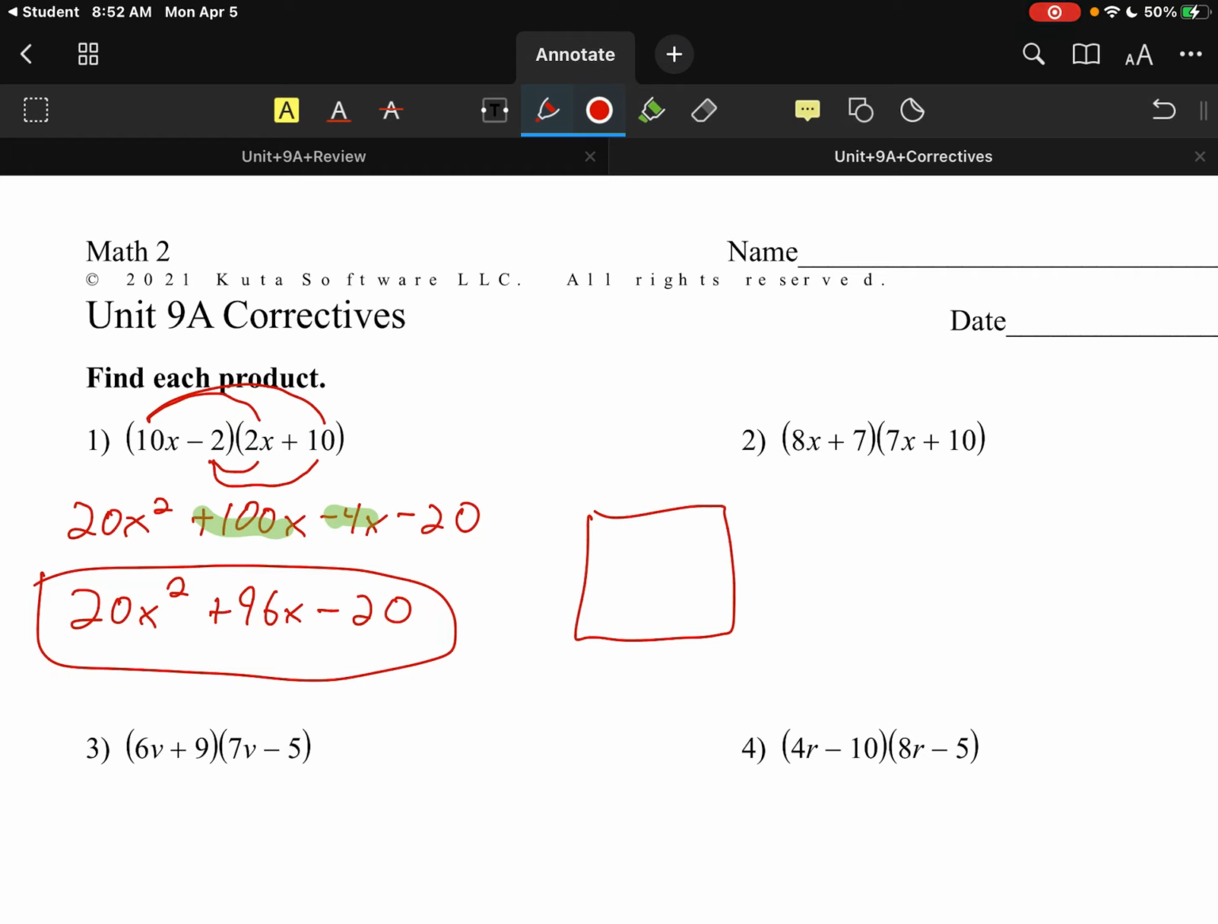You could also do the box method. You make a window, put each term in parentheses, take the first set of parentheses, put them on the top, second set, put them on the side. Each term has its own box, and then they multiply where they meet. So 10x and 2x meet here, and multiply those. Negative 2 and 2x meet there, multiply those. 10x and 10 meet there, multiply those. Negative 2 and 10 meet here, multiply those. And then you'll end up adding these two, and you'll get the same answer. Okay?